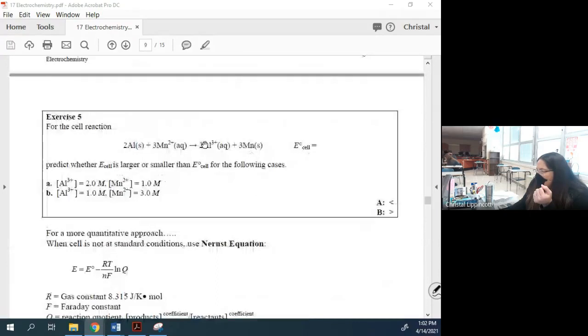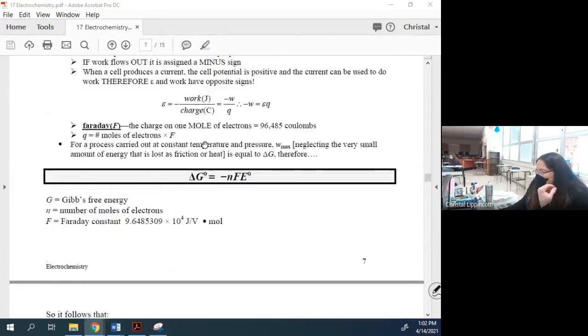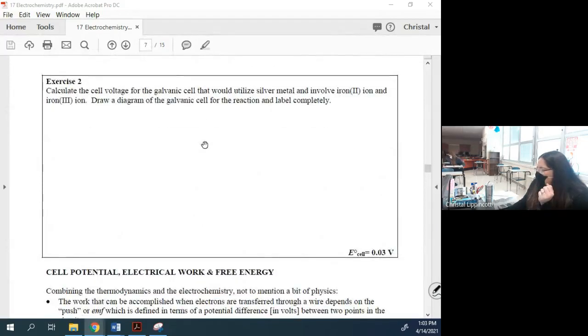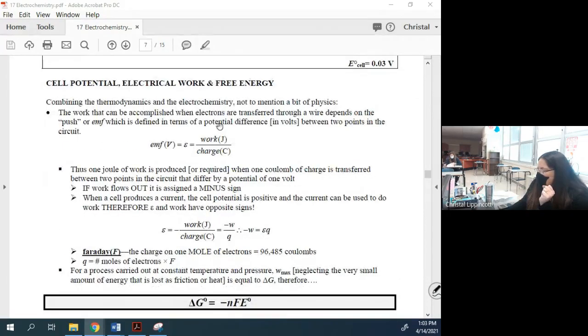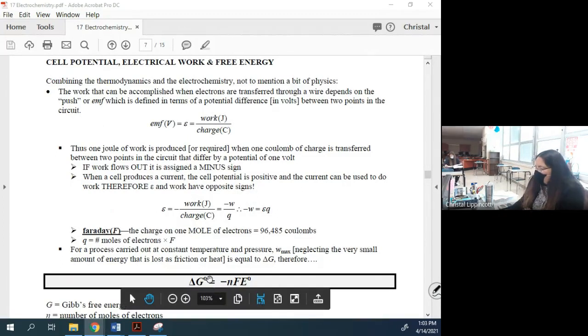All right. So, yesterday we finished up drawing our galvanic cells, and we were moving on to talking about cell potential, electrical work, and free energy. So that's where we're at today. We're going to bring in this guy. This is a new equation that we're going to be working with today, so you should be ready for that. So get your calculators out.